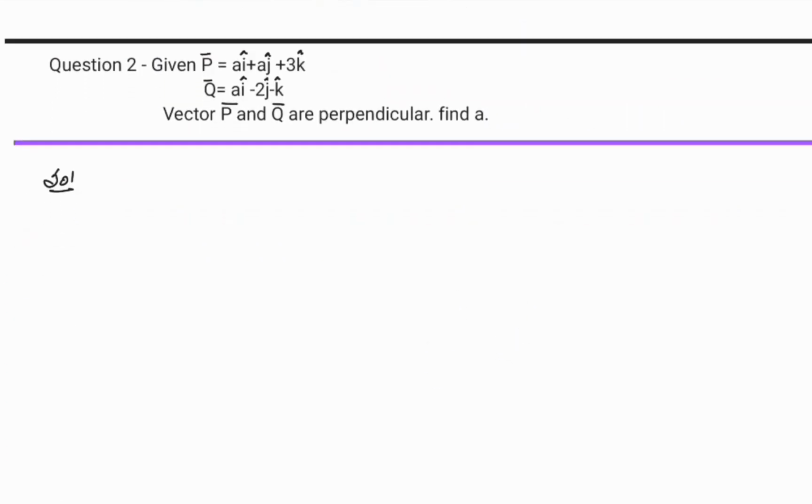Question number 2. Here two vectors are given, vector P and vector Q, and it is given that vector P and vector Q are perpendicular to each other. Find the value of A. Okay, let's see how to solve this.